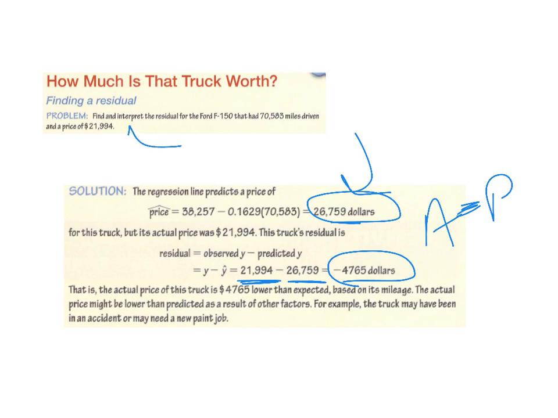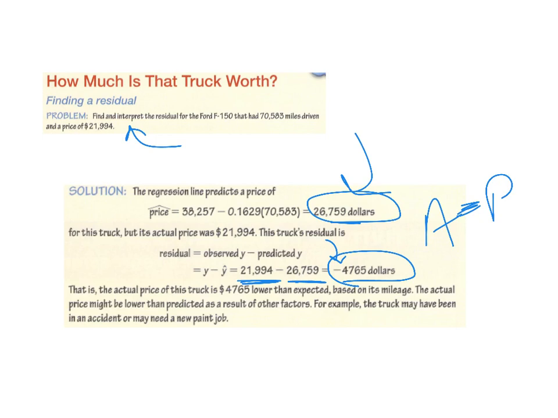So now I found a value, I calculated my value, but I need to interpret that and put that in context because this was a two-part thing. It asked you to find it and interpret it. So what this means is we need to address that positive and negative sign, right? So the actual price of this truck is $4,765 lower than expected based on its mileage.